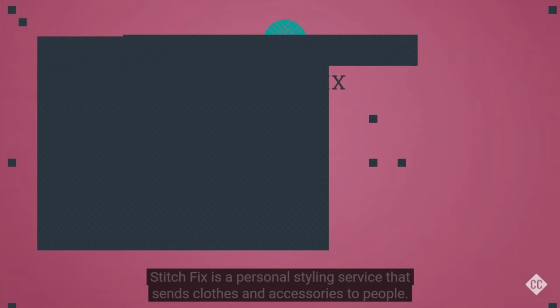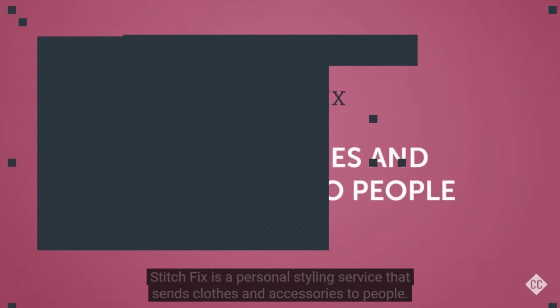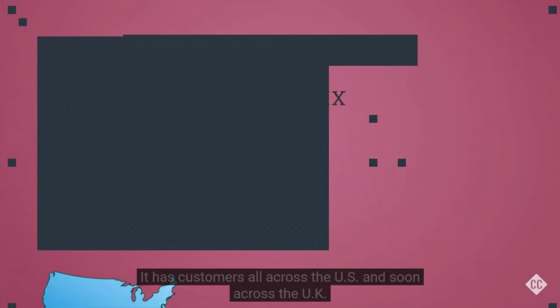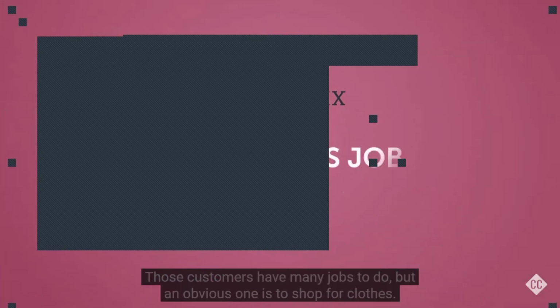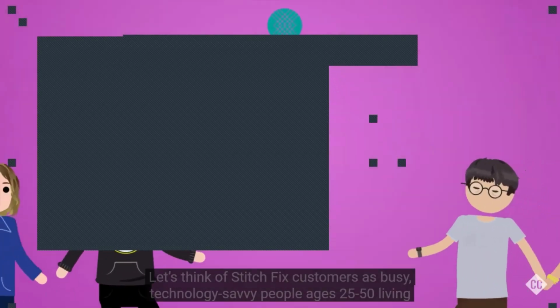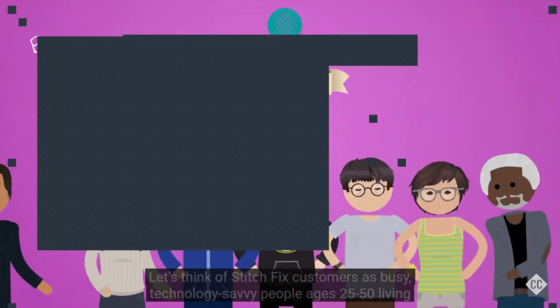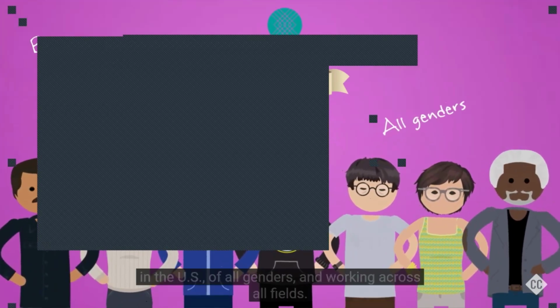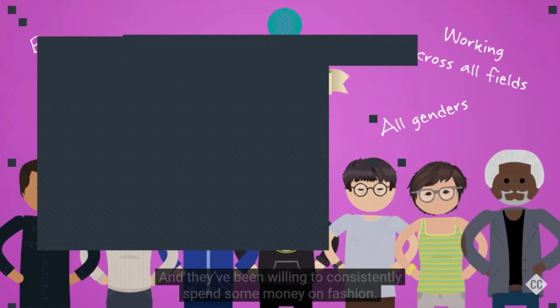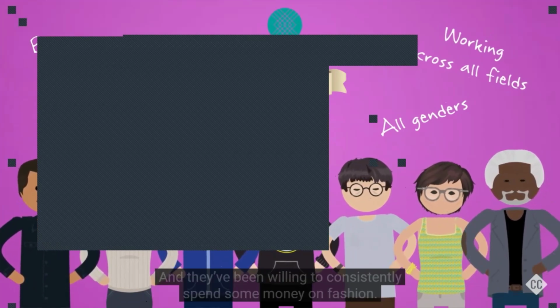Stitch Fix is a personal styling service that sends clothes and accessories to people. It has customers all across the US and soon across the UK. Those customers have many jobs to do, but an obvious one is shop for clothes. Let's think of Stitch Fix customers as busy, technology-savvy people ages 25 to 50 living in the US, of all genders and working across all fields. And they've been willing to consistently spend some money on fashion.